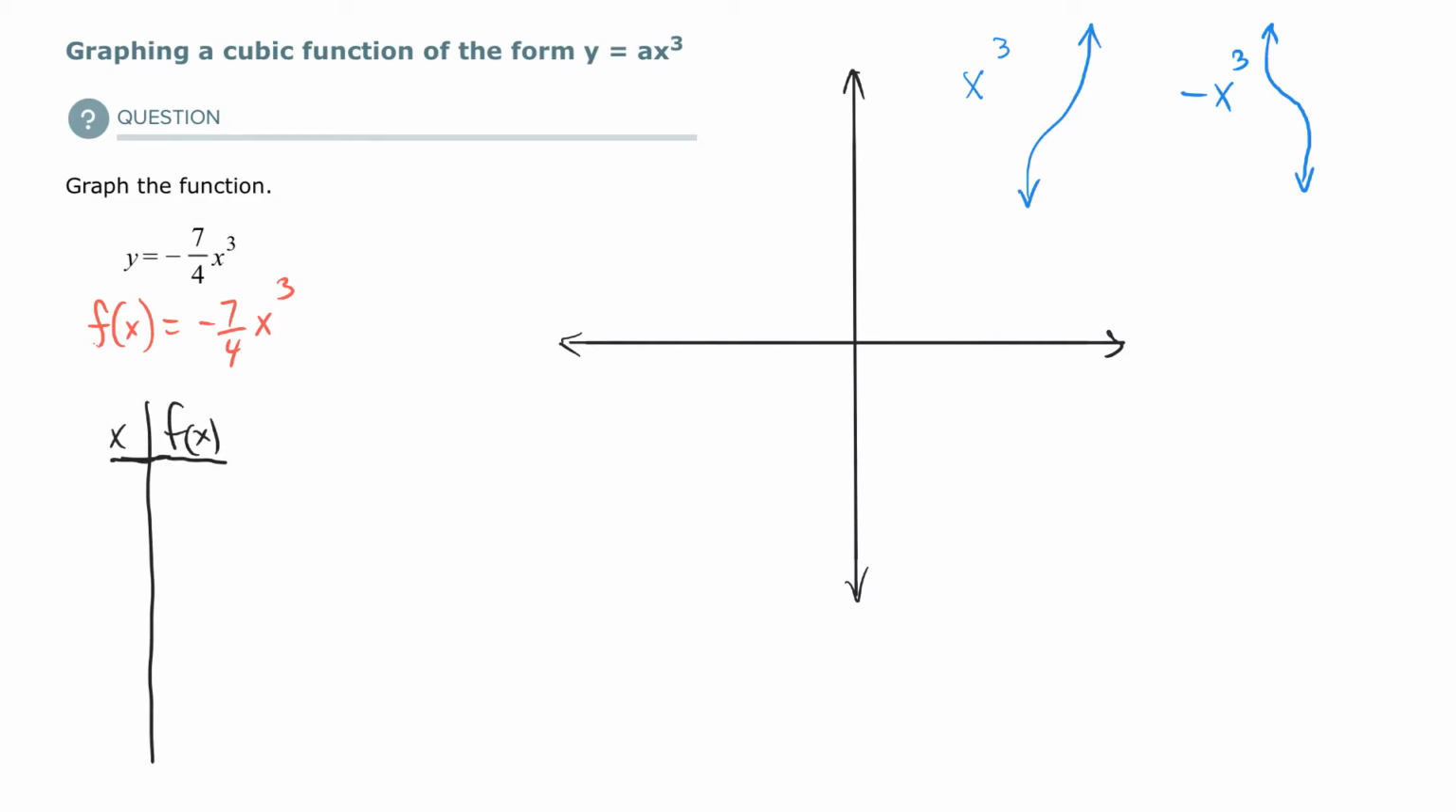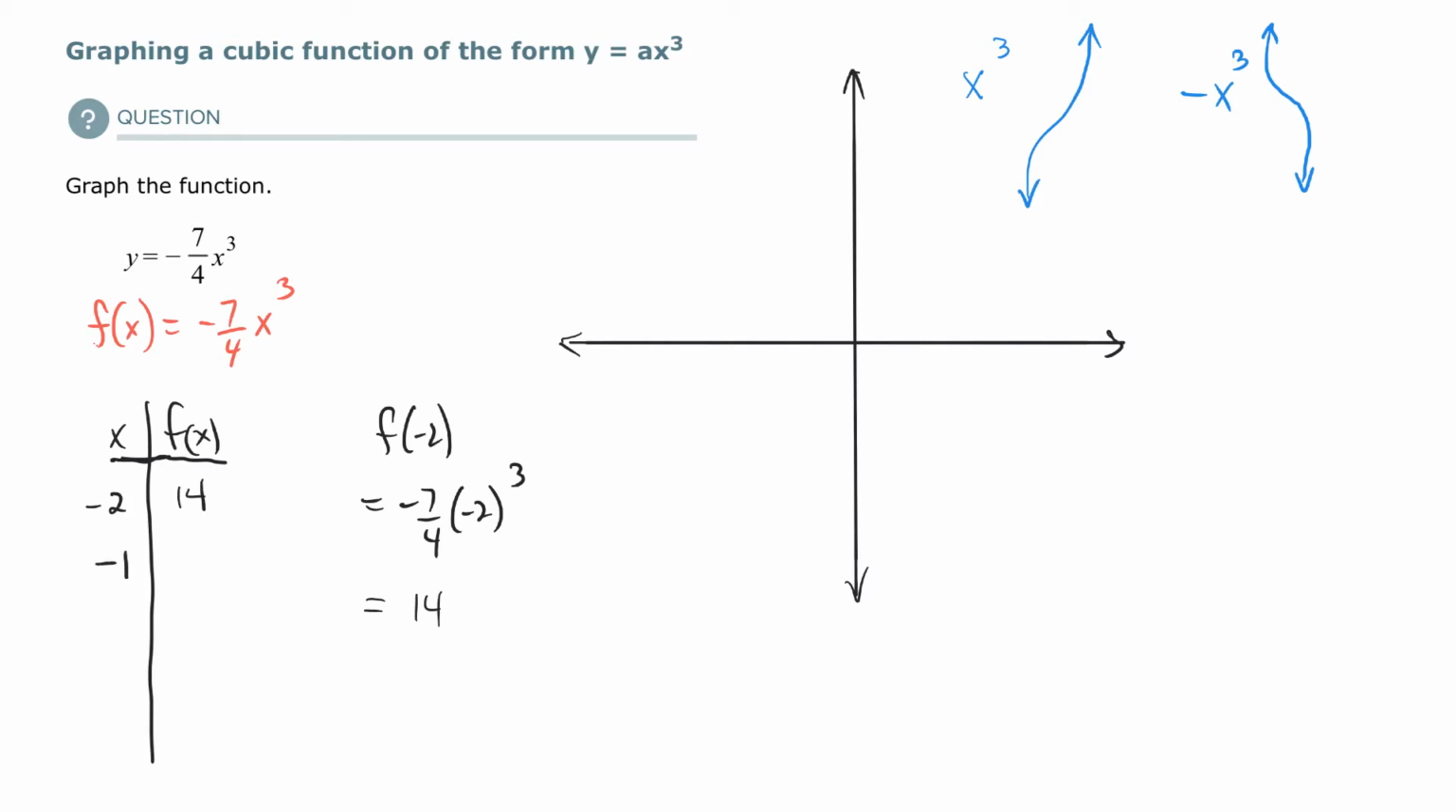And f of x here represents the y value. Why don't we just keep things a little simple? Why don't we try -2? If you try -2 and evaluate it, what is f of -2? -7/4, put parentheses -2, raise it to the third power. So we got -7/4 multiplied by -8. So we got 14, right? So that will get you 14.